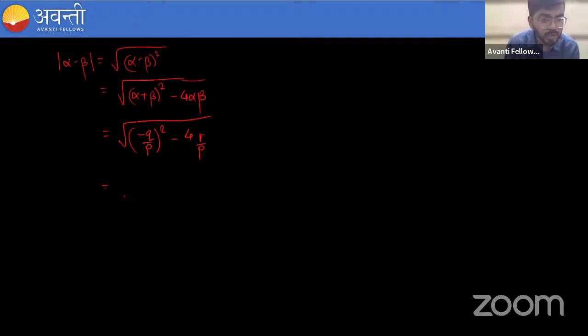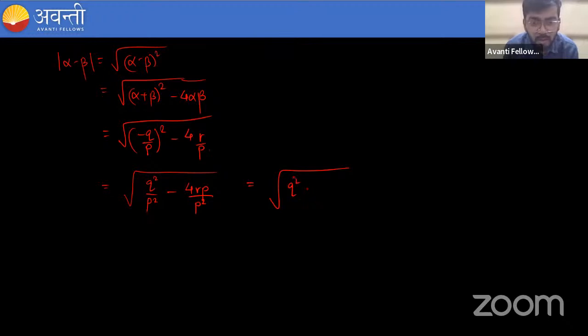So this will turn out to be q square upon p square minus 4rp upon p square, right? So this will be equals to q square minus 4rp upon p square. Now we know p in terms of r and q in terms of r, right?